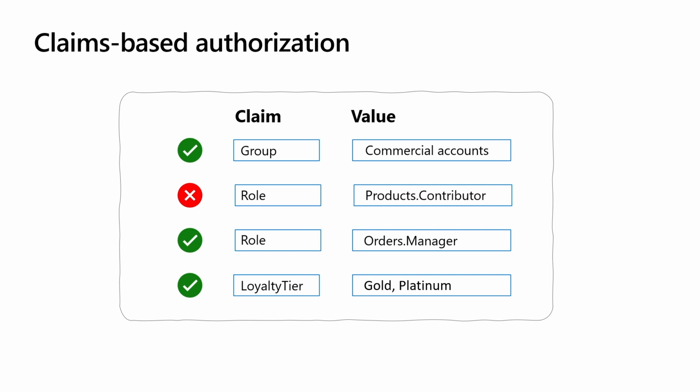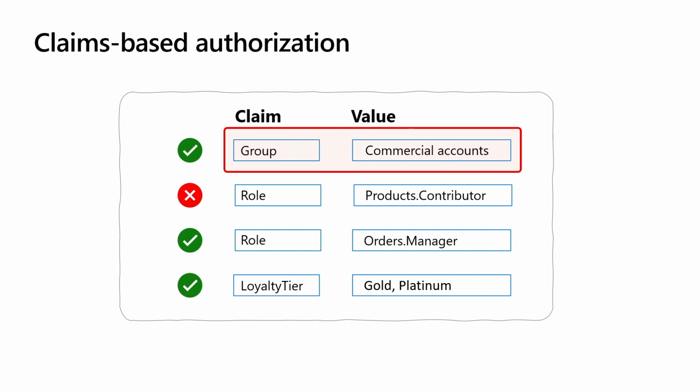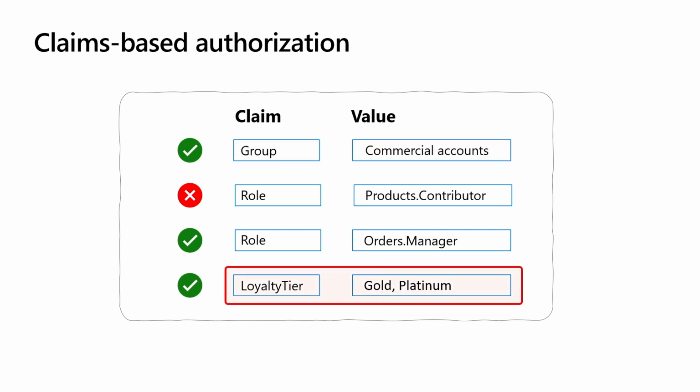For example, the application checks the claim's value and grants access according to their application role assignment, security group membership, or custom role, like validating that the user's loyalty tier is gold or platinum. Now that we have explained the fundamental concepts of role-based access control and claims-based authorization, let's proceed to a demonstration.